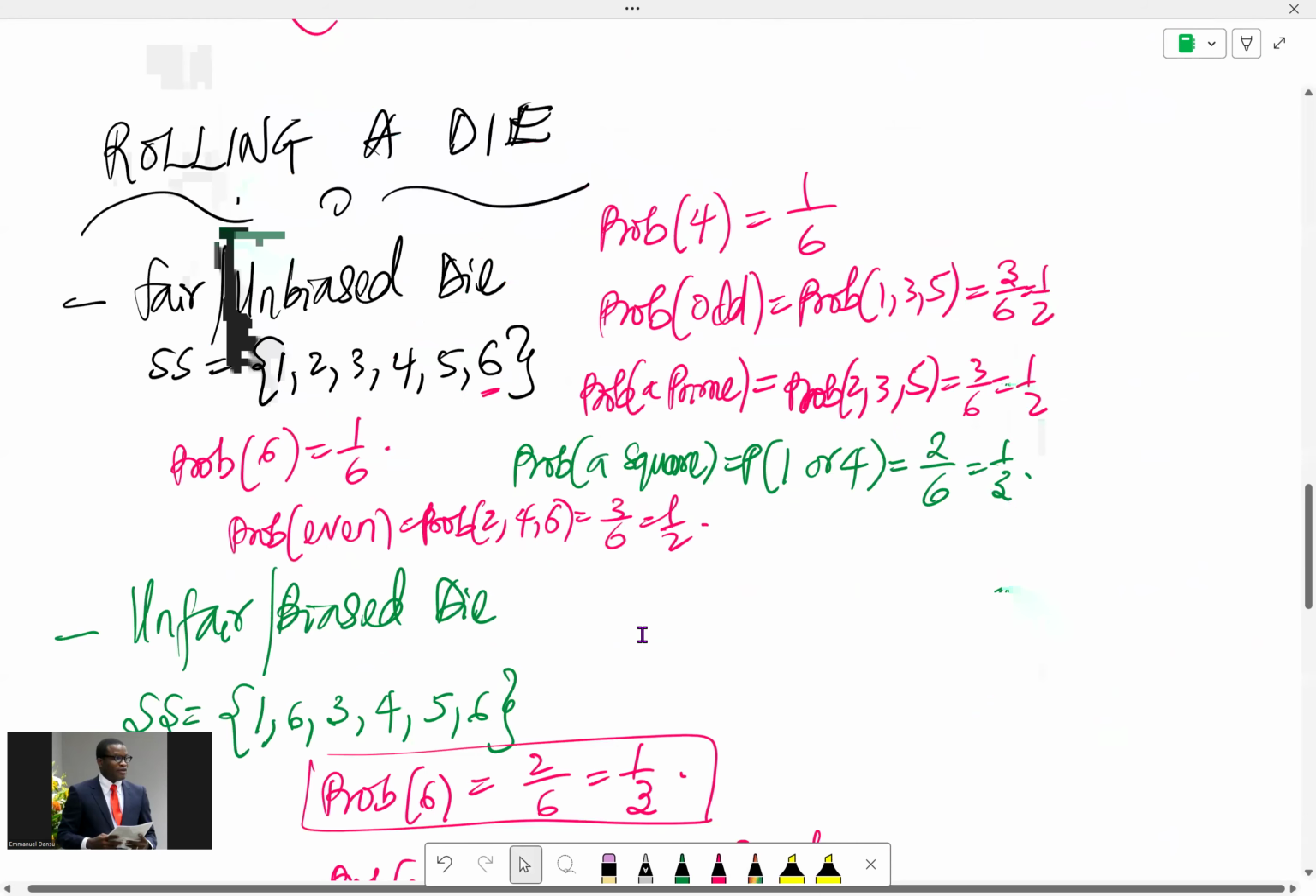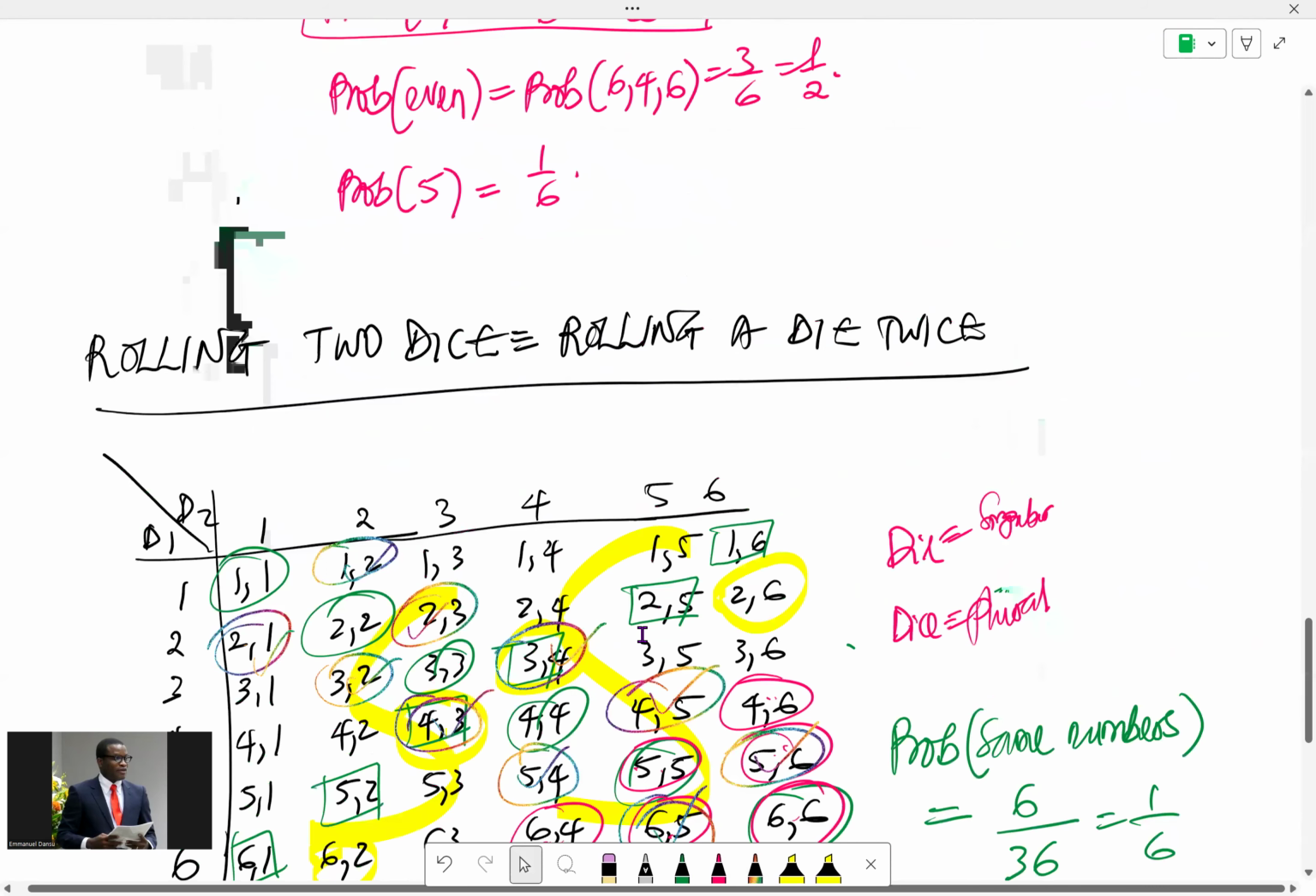So that's the probability that the difference between the two numbers will be 1. And that's how far I'll go talking about probability with coins and dice.